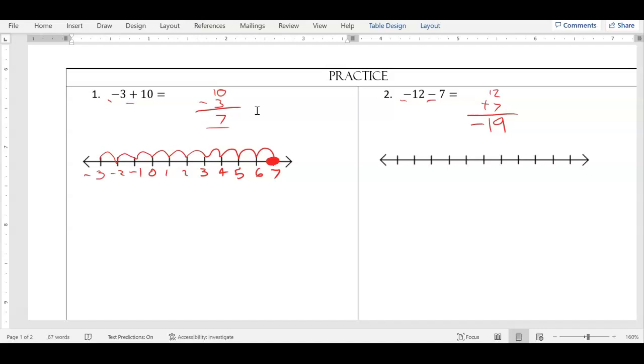Let's go ahead and put -12 on the far right. And then we're going to descend to the left. All right, and then starting at 12, we go 1, 2, 3, 4, 5, 6, 7 to the left because we are subtracting. Cool.